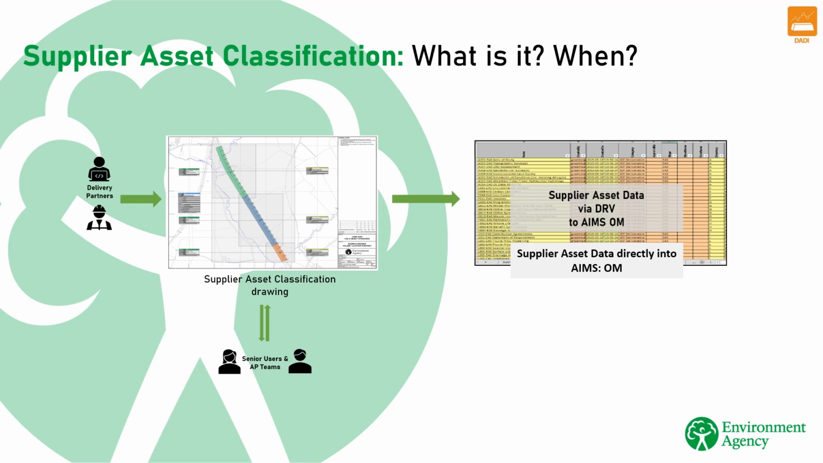The introduction of Supplier Asset Classification will enable us to better influence the designs before acceptance. It allows us to remove the need to manually input data into AIMS and gives us the opportunity to review the data in AIMS before the project team have departed, which improves the quality and completeness of asset data.